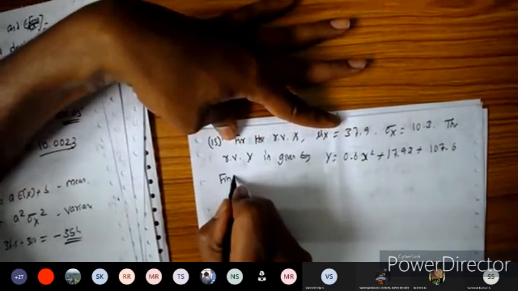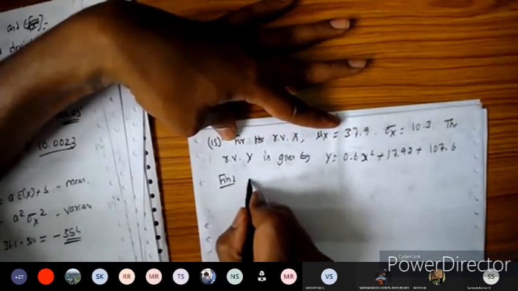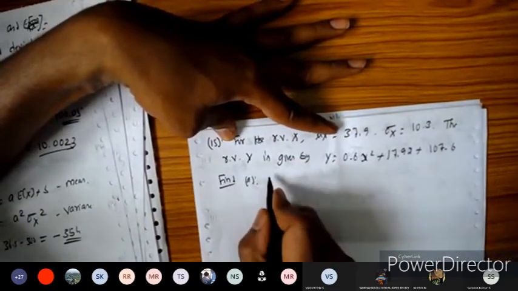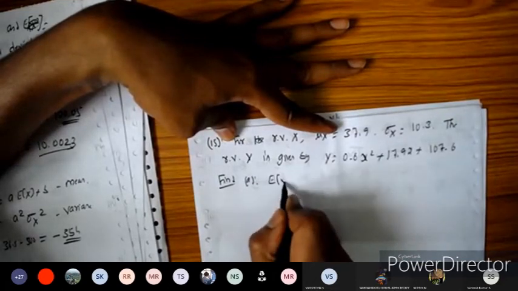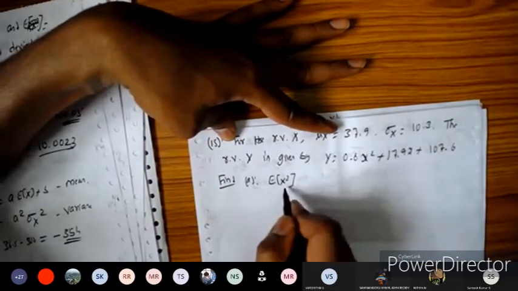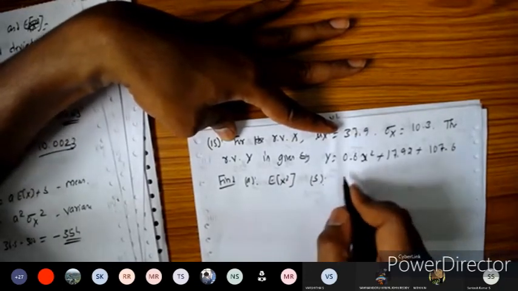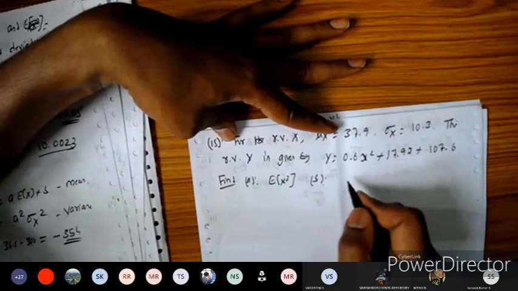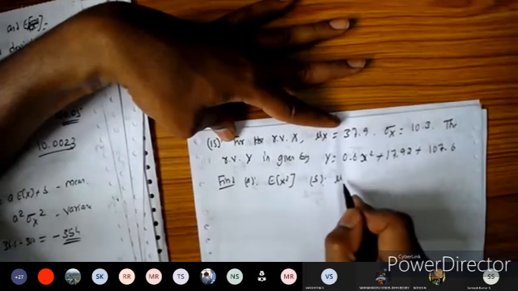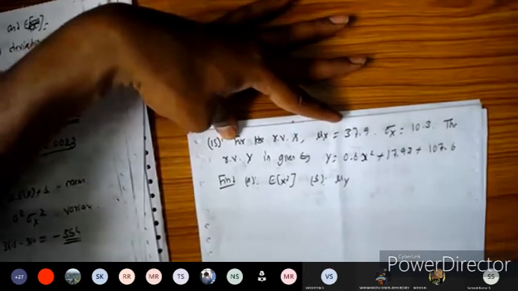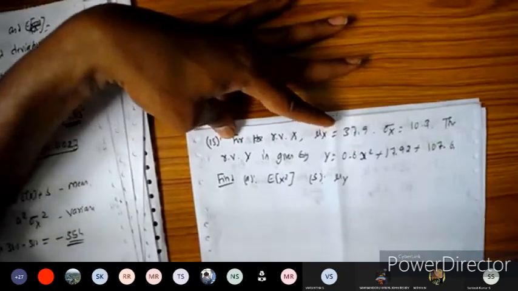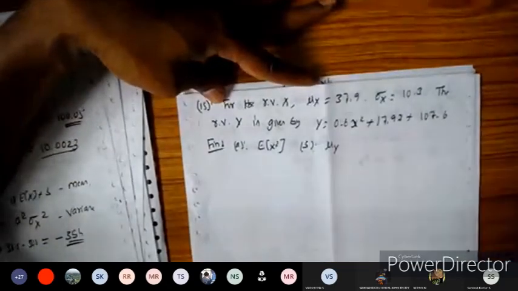Find first one, A, the mean square value of x, that is the expected value of x square. B, mu of y. The mean of this one you need to find out here.